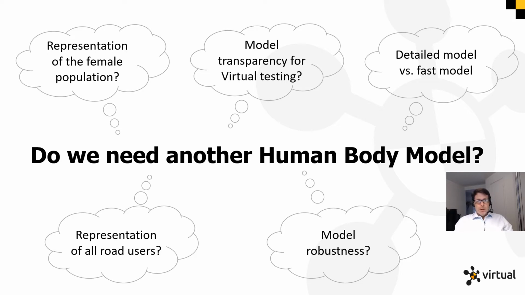And then finally, the main topic of today, model robustness. The human body is quite complex to model, both in terms of geometry and material characterization. The main challenge is robust and biofidelic modeling of soft tissues. Looking through the literature, there are many publications reporting numerical issues of human body models, resulting in incomplete parameter studies.